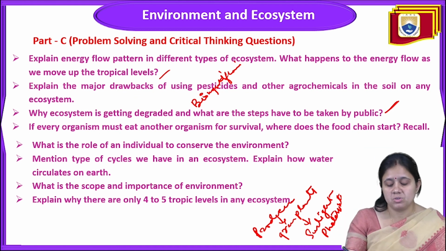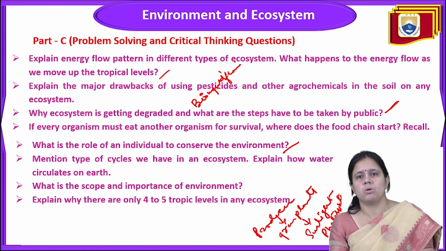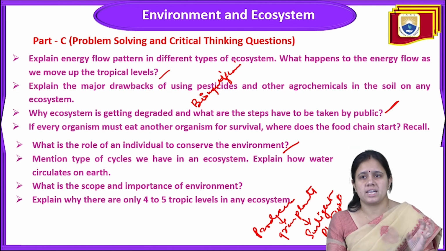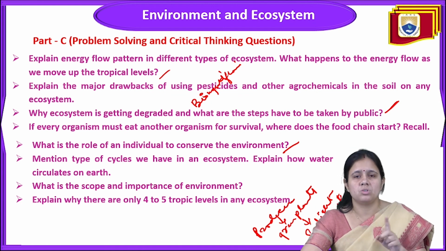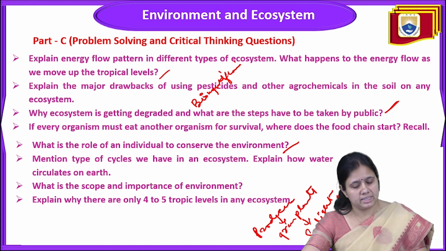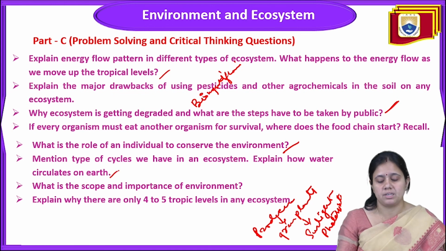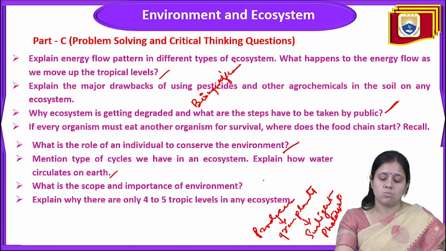What is the role of an individual in conserving the environment? This means it is the right of every individual to think about the environment. So you have to discuss that we should lower the emission of carbon and greenhouse gases. We should think about not cutting trees, like that. Then: mention the type of cycle in an ecosystem and how water circulates on the earth. This is a kind of critical question. That's why they are asking about just the water cycle.